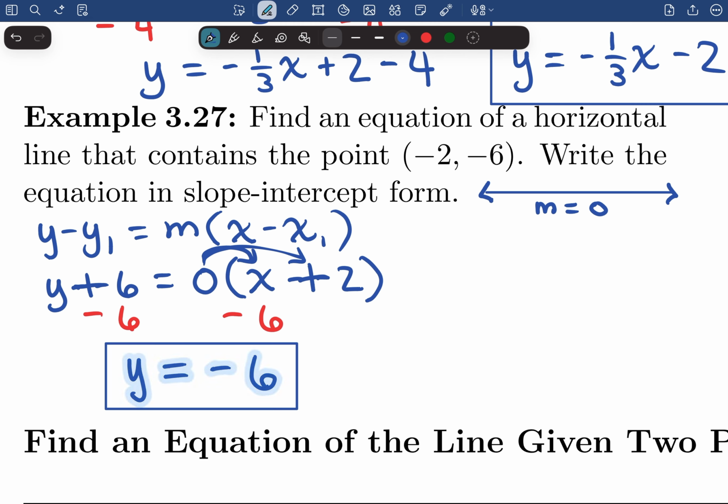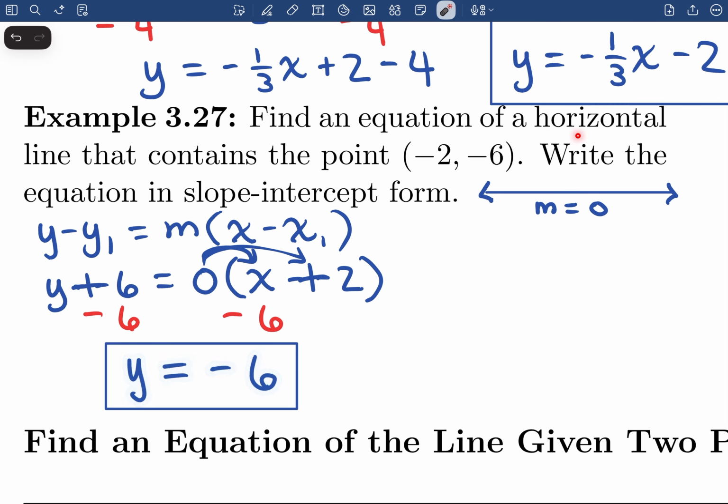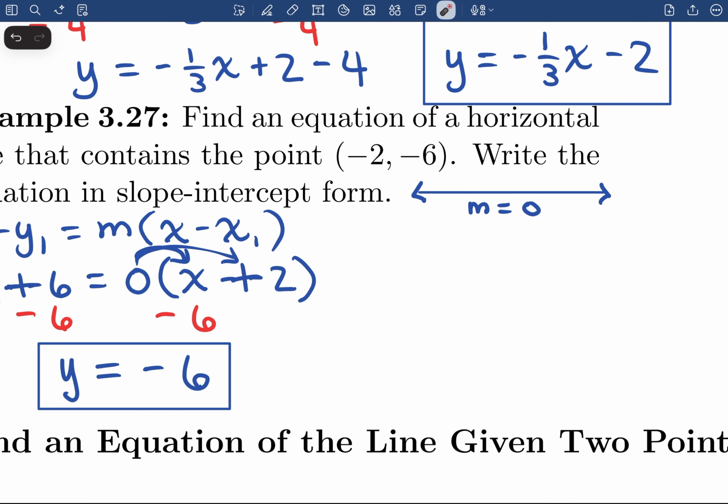Now, y equals -6 is a horizontal line. Great. So it makes sense that we have now found that horizontal line. And that horizontal line happens to pass through -6, right? This value. Okay? Great job. We're done.